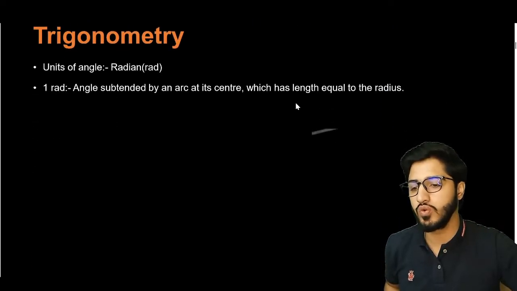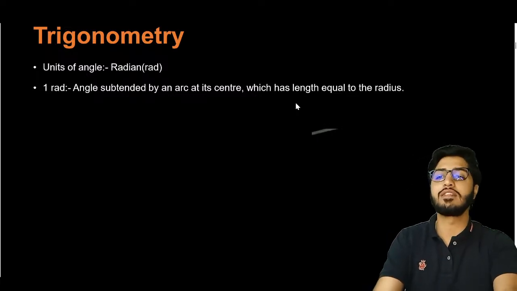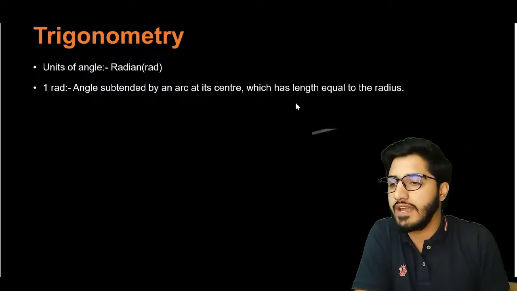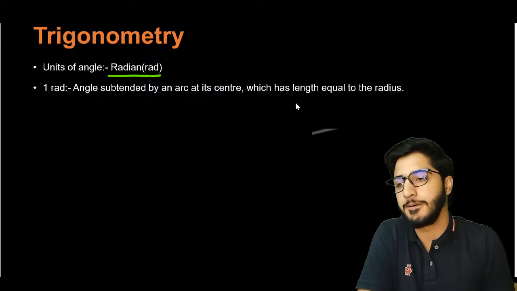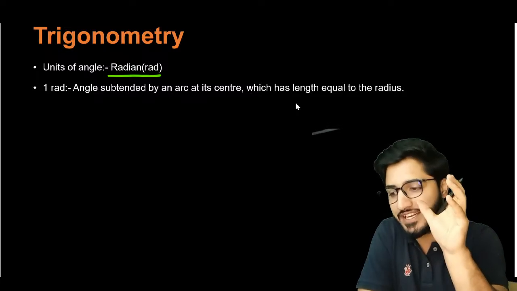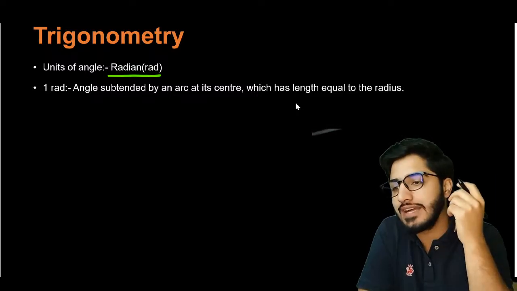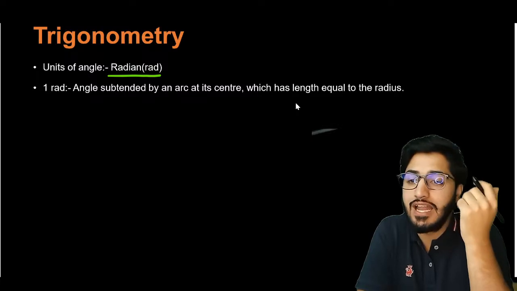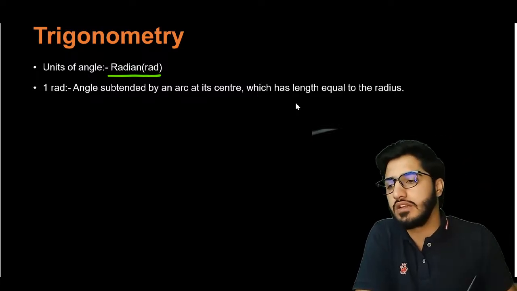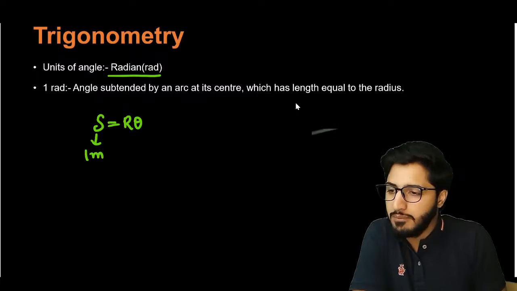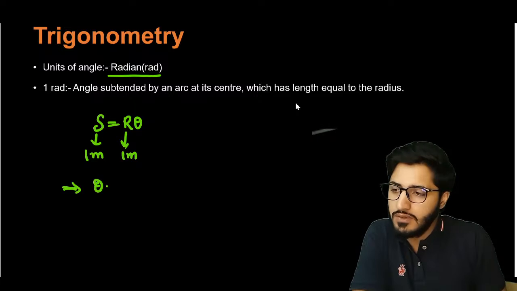Now we are having the units of the angle. Basically the unit of angle is radian, and the symbol is rad. And what is one radian? One radian is the angle subtended by an arc at its center, which has length equal to the radius. What is the meaning of this sentence? We have S is equal to r theta. If my arc length is 1 meter and my radius is 1 meter, that means my theta would come out as 1, right?